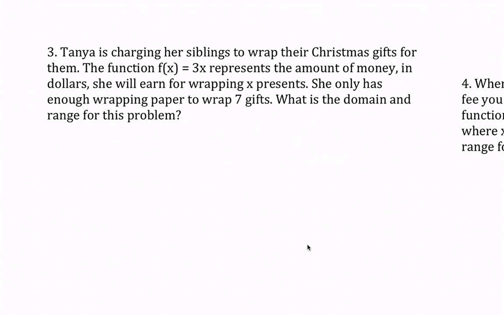Okay, so cube, C, circle the key numbers. She only has enough to wrap 7 gifts. Underline the question, what is the domain and range? Box any math action words. I don't see any of those. And then eliminate any extra information. We seem to need all of this, so now we're going to S, solve and check.